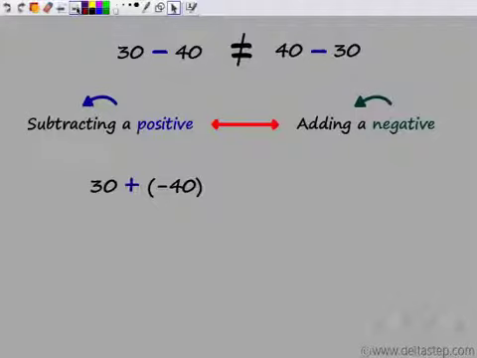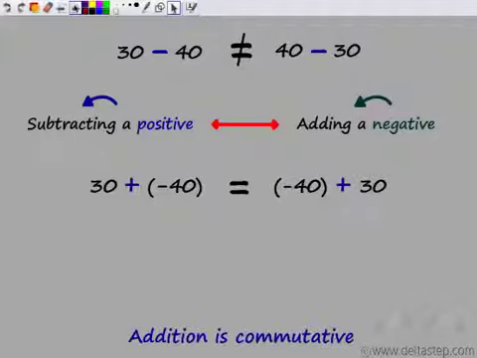Now I know that addition is commutative. So about this symbol, now I can exchange these two positions because addition is commutative. So I can say that 30 plus negative 40 would be same as, change these two, negative 40 plus 30. So we see that subtraction is not commutative, but if you change subtraction to addition, if you convert subtracting a positive to adding a negative, then you can apply commutative because addition is commutative. Then you can reverse the order because addition is commutative.